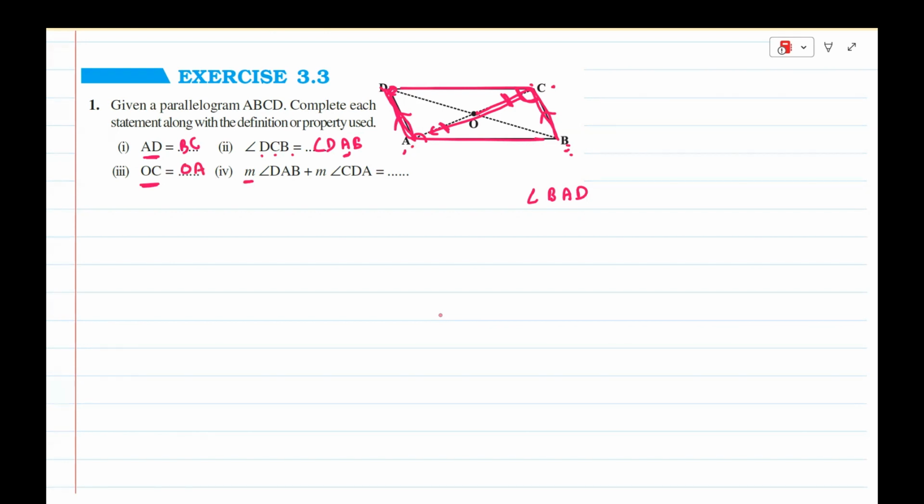Now see, M for measure. Here one thing to notice is M is measure. The measure of angle DAB. Where is that? DAB means they are talking of angle A. And plus measure of CDA. That is CDA, means this one. They are adjacent angles. So we know the fourth property of a parallelogram. The sum of the adjacent angles is 180 degrees. That is, they are supplementary. So it is 180 degrees. Correct? Okay. So shall we move to the next question?